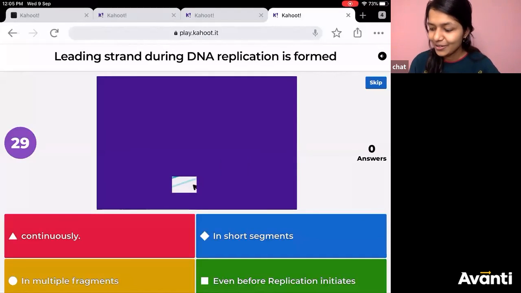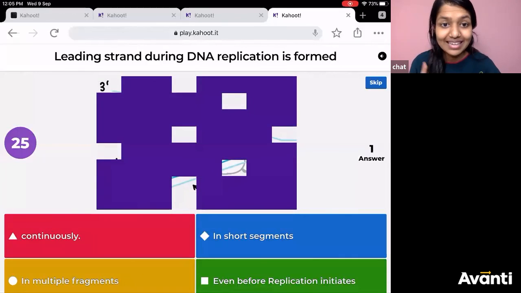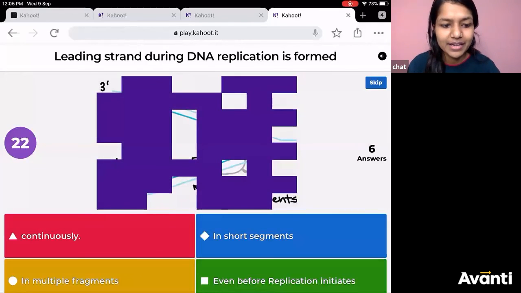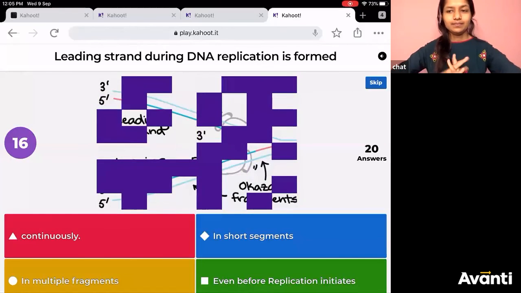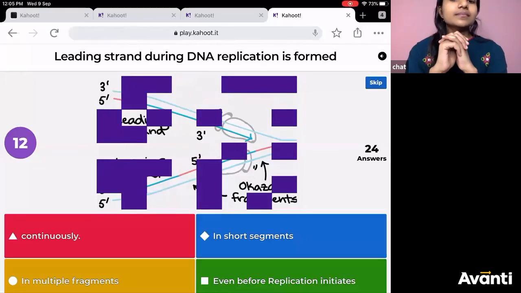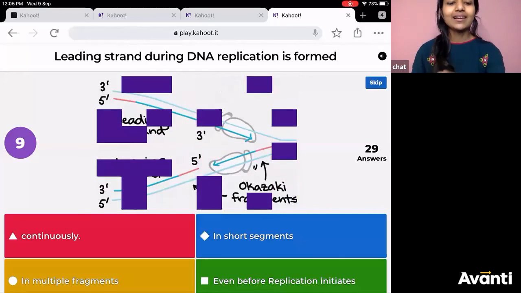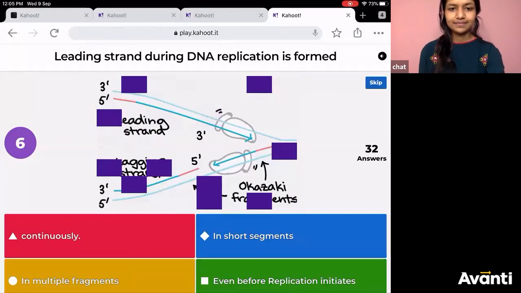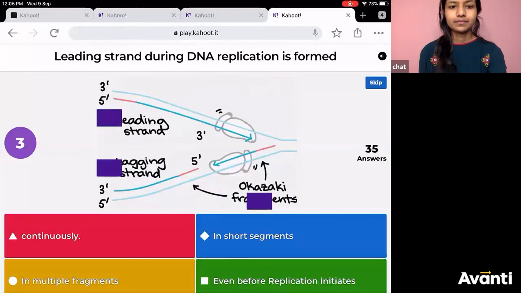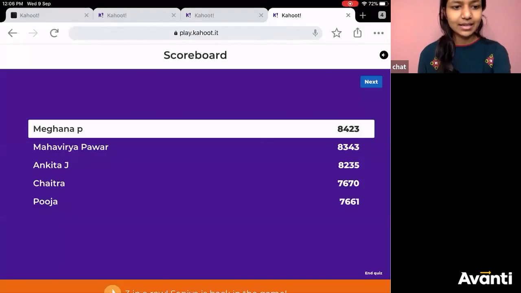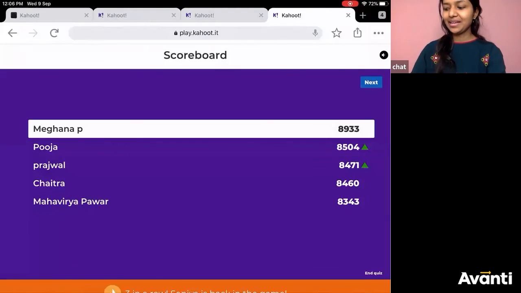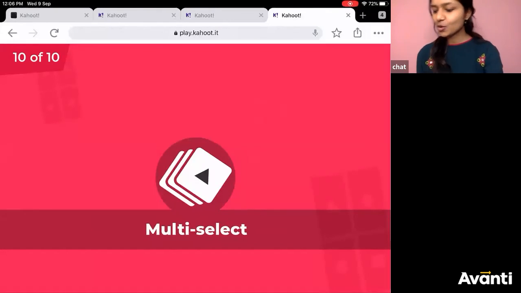Leading strand during DNA replication is formed... बताओ. कंटिन्यूअस होता है या डिसकंटिन्यूअस होता है? कैसा होता है लीडिंग स्ट्रैंड? It is continuous, right? Leading strand आपका continuous होगा और lagging strand, that is discontinuous. Lagging strand is what? Discontinuous, right? Meghna, the last question, right?